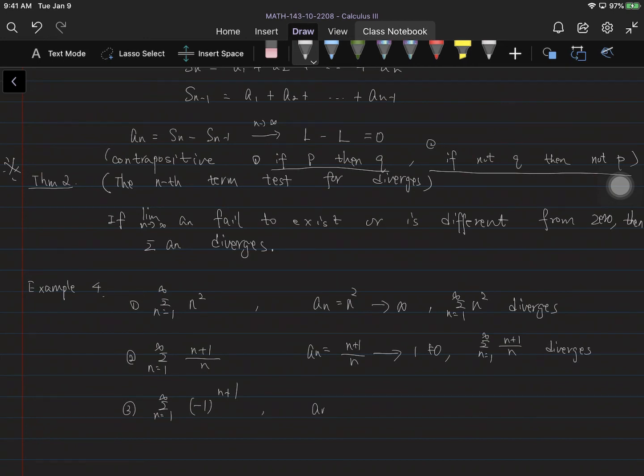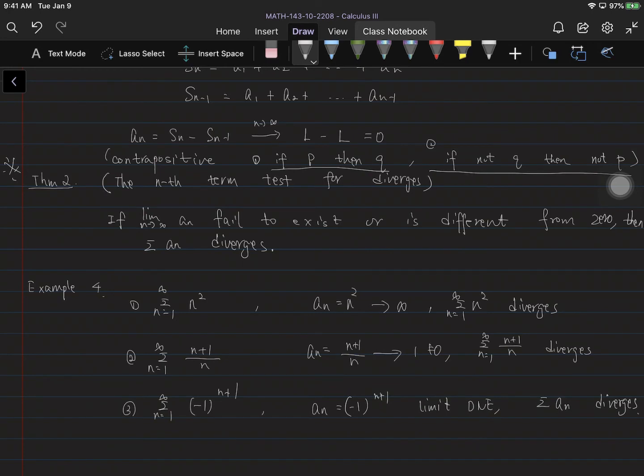The last one, an equals -1 to the n plus 1. You can see an changes from -1 to 1, bouncing back and forth between -1 and 1. So the limit of an does not exist. Same thing, an fails to exist. So we say the series diverges. Okay, this is called the nth term divergence test.